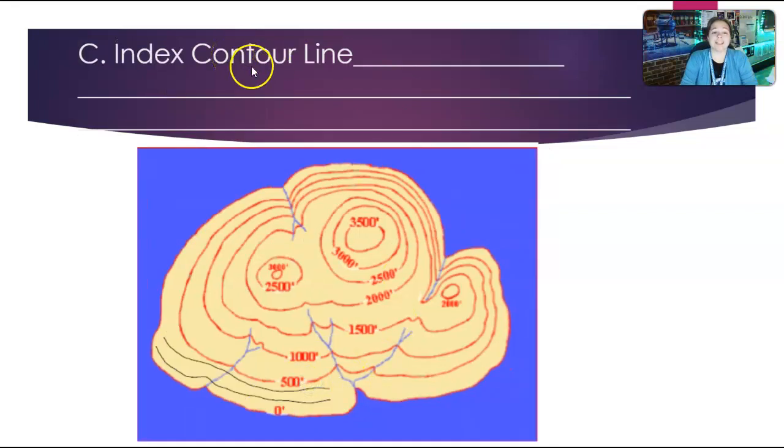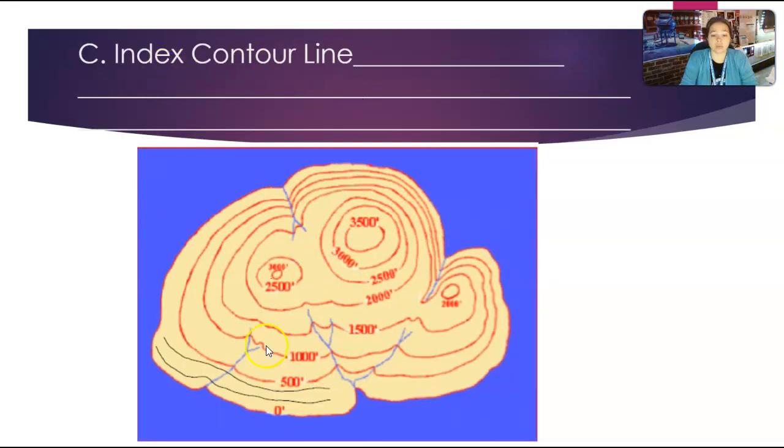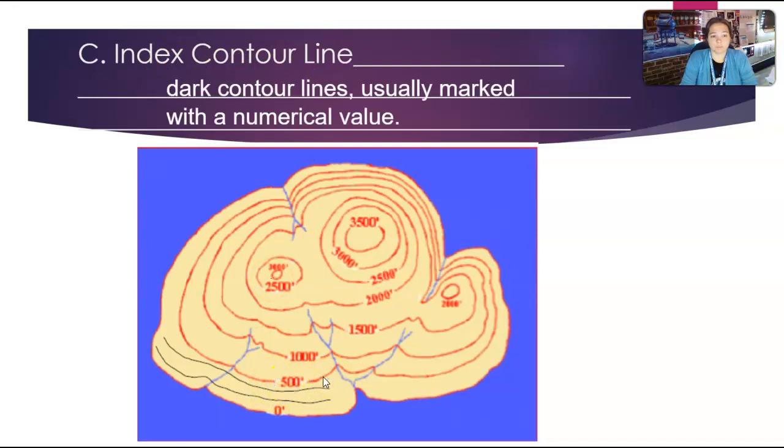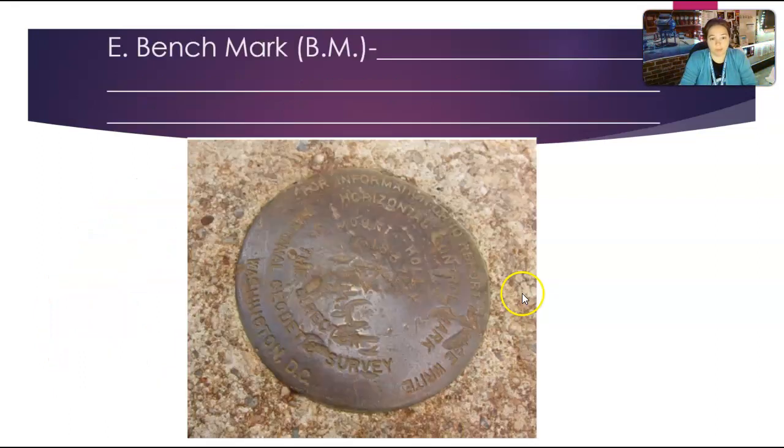Whereas we have something called an index contour line. Contour interval, the difference between the two. Index contour lines would be those dark contour lines, usually marked with a numerical value, and you can determine the interval based off of that. If you ever see hatches, know that hatches just mean that there's a depression. Instead of going up like a peak, it actually starts to go down, right? So this could be like a pond or something. It went down a little bit.